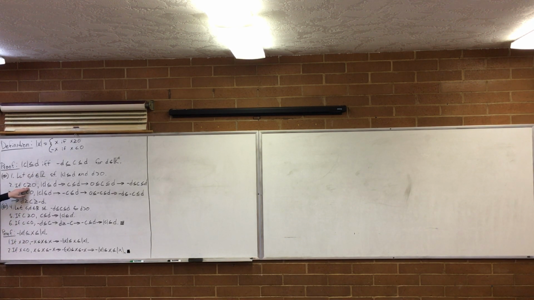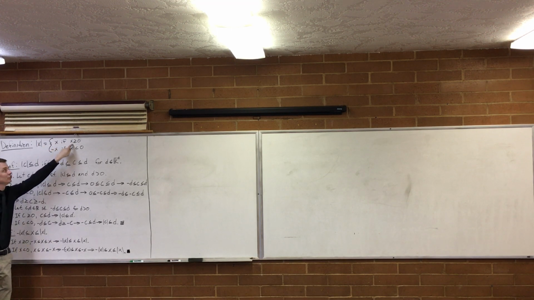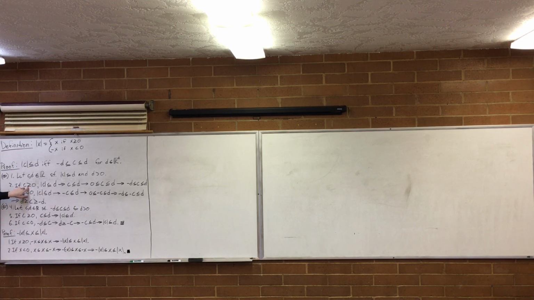If C is greater than or equal to 0, what's the absolute value of C? What is the absolute value of C? If I plug C into this function, what do I get out? I get C out. The absolute value of C is C if C is greater than or equal to 0. What's the absolute value of 3? It's just 3. So if C is greater than or equal to 0, the absolute value of C is just C. So the absolute value of C less than or equal to D is the same thing as C is less than or equal to D.